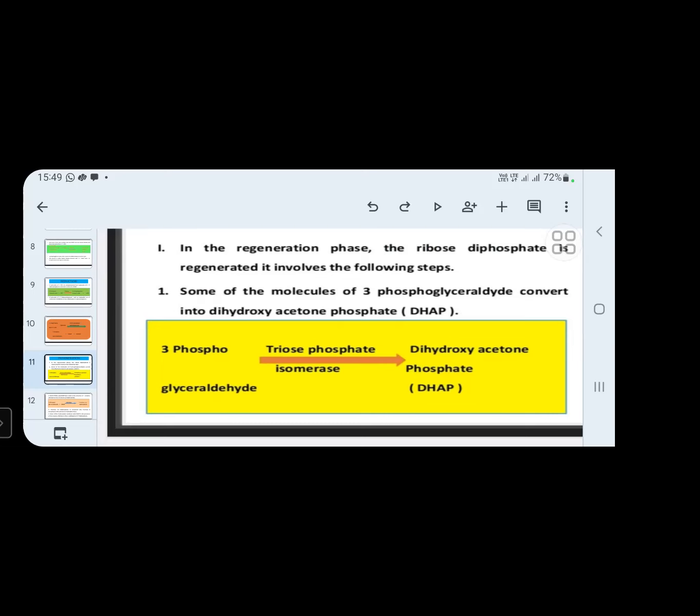Okay, so that's why photosynthesis is interdependent, the light reaction and the dark reactions. So in the dark reactions, this is studied in your syllabus. Any doubt, please ask me.